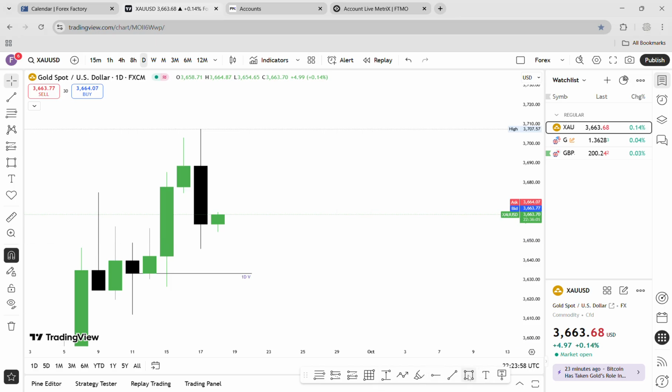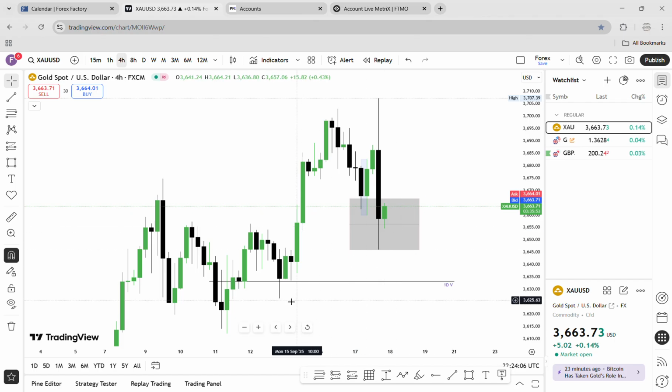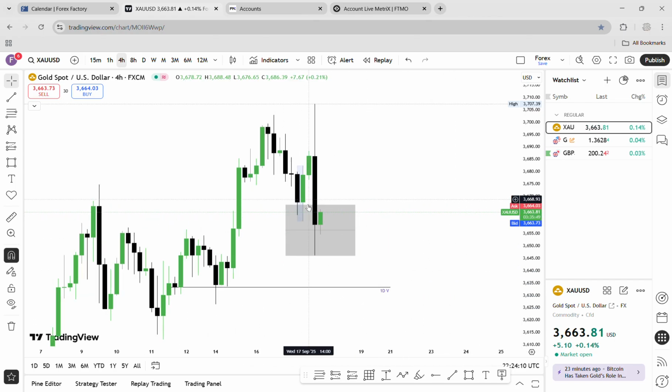And looking at this little pullback and this buying, let's see the 4 hour. Do you see any market structure shift in the 4 hour? Right here, there is no market structure shift. You understand what I'm saying?